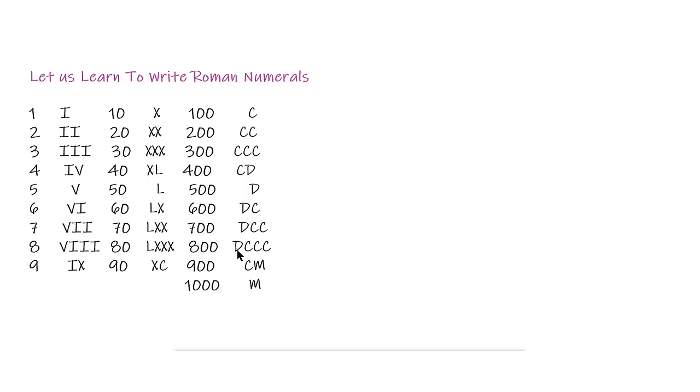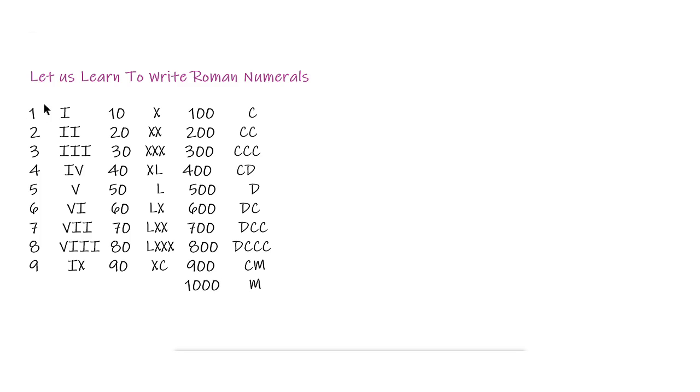800 is DCCC. C is written 3 times, so 300 is added to 500 and it becomes 800. So 800 equals DCCC. 900 is CM. M is 1000 and C is written to the left of M. So the value of C is subtracted from the value of M. So this becomes 1000 minus 100 equals 900, and 1000 equals M.